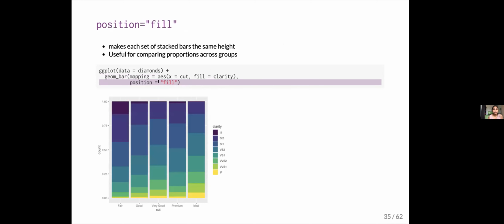If I do position equal to fill, what happens? It makes each set of stacked bars the same height. This is useful for comparing proportions across groups. So if I want to ask which group has the least percentage of IF category, I can directly compare the groups and say, okay, the fair has the least IF category of diamonds.